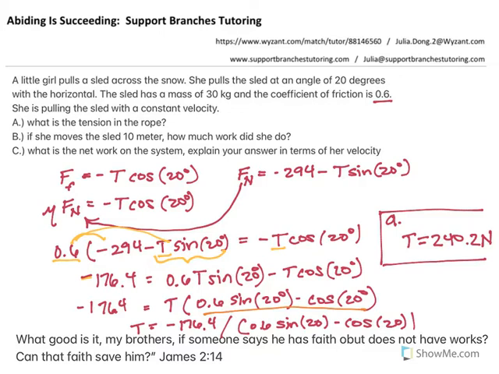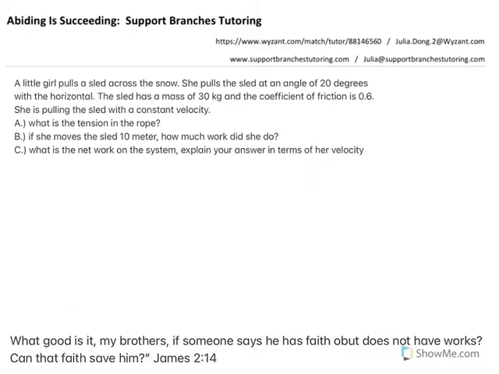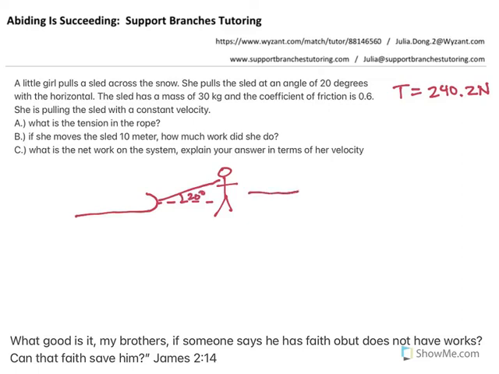For part B, it says, if she moves the sled 10 meters, how much work did she do? So let's talk a little bit about work here. I'm going to go to the next slide. Let's see, I'm going to remember that my tension in my rope was 240.2 newtons. Okay, so we go back to our drawing. She is pulling this rope and moving. The whole thing is going at a constant velocity.